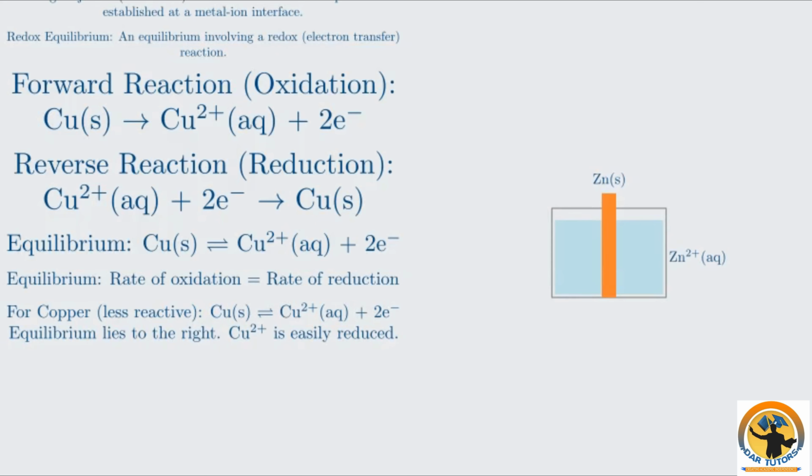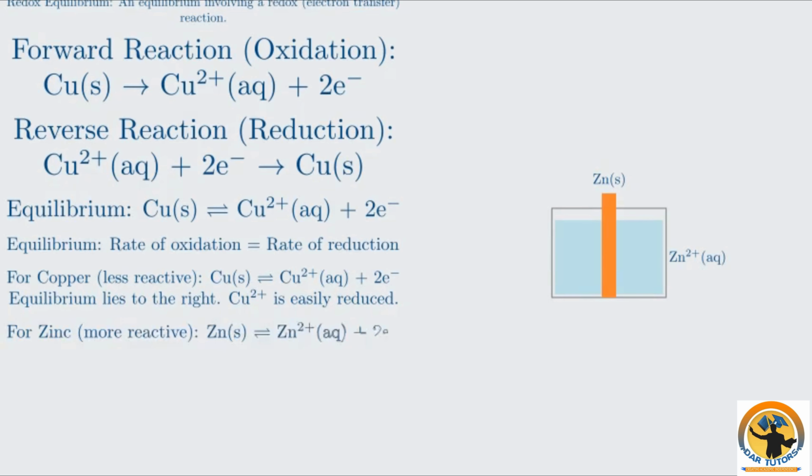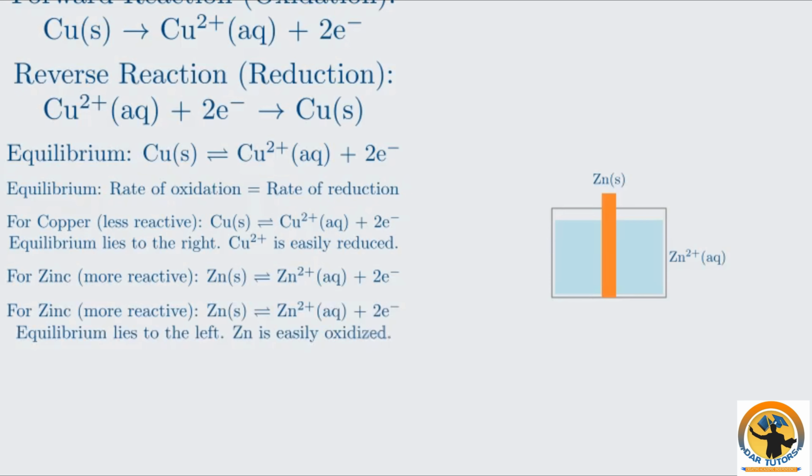Now consider a reactive metal like zinc. If we place a zinc rod in a solution of Zn2+ ions, because zinc is more reactive, it has a stronger tendency to lose electrons. For zinc, the equilibrium lies further to the left. This means the oxidation of zinc atoms to form Zn2+ ions is relatively easy. Zinc metal is a strong reducing agent. The equilibrium lies further to the left, favoring the ions in solution.